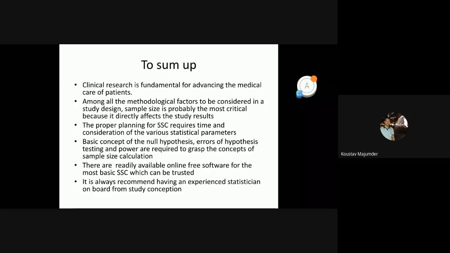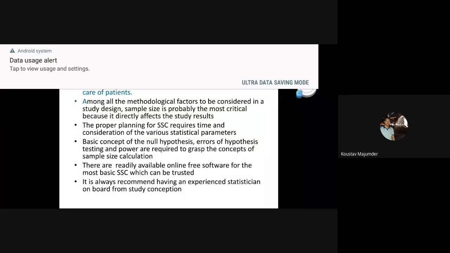So this ends my presentation. Sorry for overshooting the time. There were some technical glitches, but I hope you have got an idea of how sample size is calculated and what the basic concepts behind the formula of the sample size calculation are. Thank you.